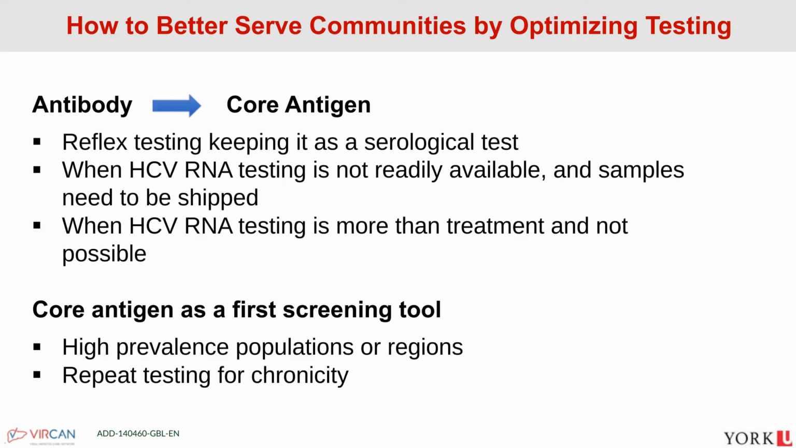Thinking about core antigen testing as a first screening tool, I really do hope we get there. I hope we can wrap our heads around using core antigen or other measures of active infection for an initial test, because in a population that has a very high prevalence of antibody positivity, it might not be that helpful to be screening these folks by antibody testing. And then in terms of repeat testing, we could be using core antigen to establish chronicity, as well as looking at test of cure and then testing for reinfection.